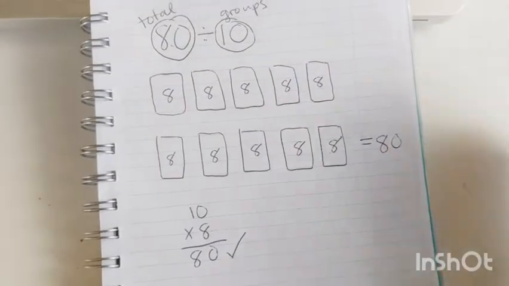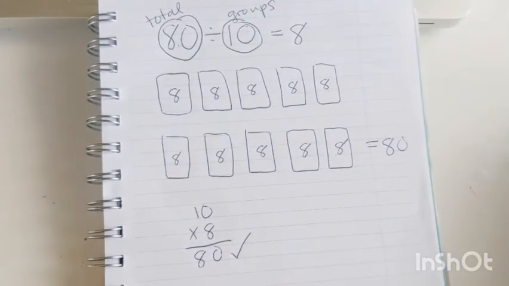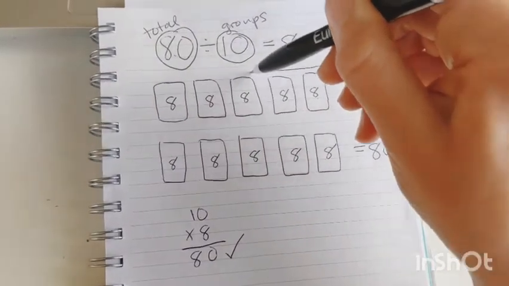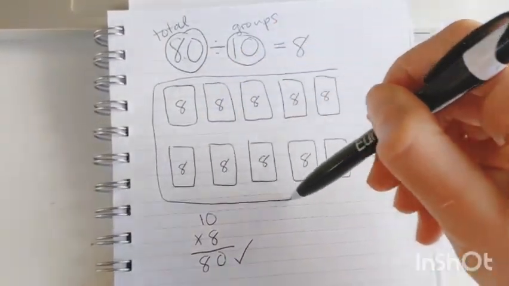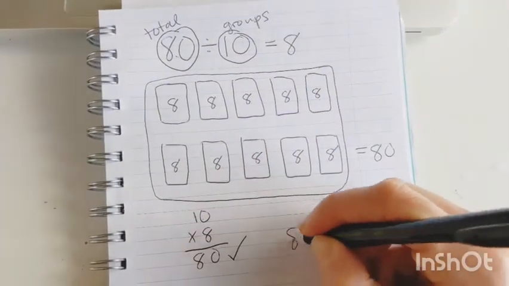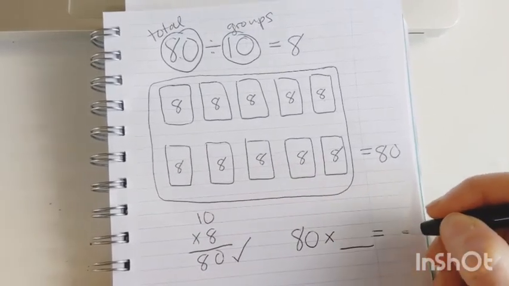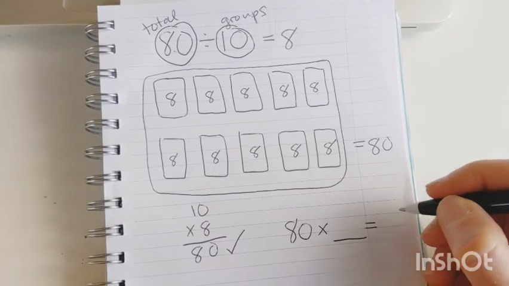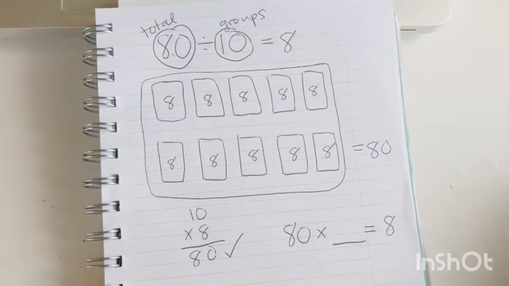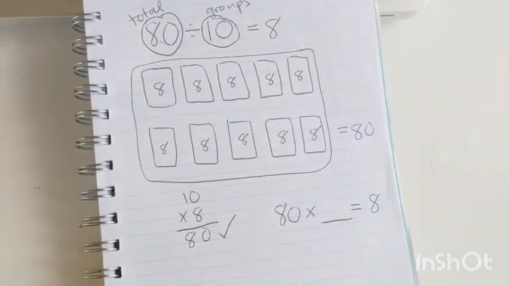So the division problem, my answer would be 8. Let's see how this applies to fractions. So again, 80 is my total. And I'm thinking 80 times what gives us 8? Because I should be getting the same answer if they're equal to each other. So I'm thinking of what would be 8 in this situation.